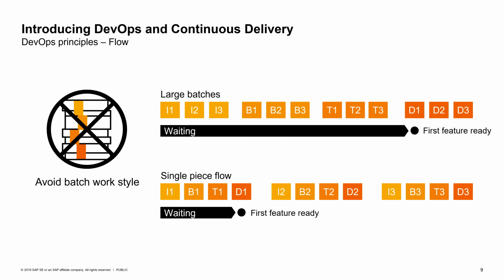Feature 2 is also available earlier, and feature 3 is available roughly at the same point in time. So features 1 and 2 can already create value, as opposed to the large batches where they are still in the building and testing phase and don't deliver value.